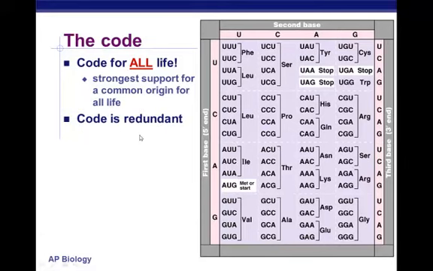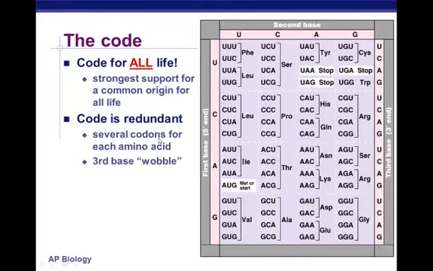Notice the code is redundant. There's multiple codes that code for the same amino acid. Proline, there's 4 codes that code for proline: CCU, CCC, CCA, CCG. Some have even more than that. Look at leucine. Leucine has 6 codes that code for that amino acid. Arginine is another one. There's 4 here and 2 here. Arginine has 6 codes. Some of them only have 2 codes. But the code is redundant. There's more than one codon that stands for each amino acid.